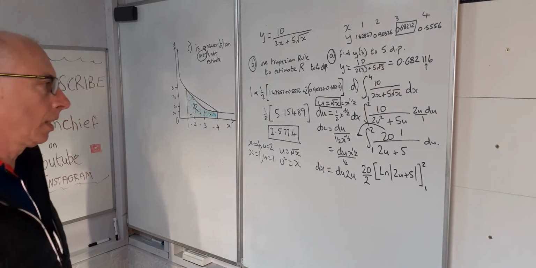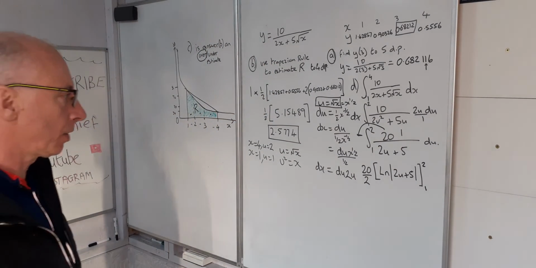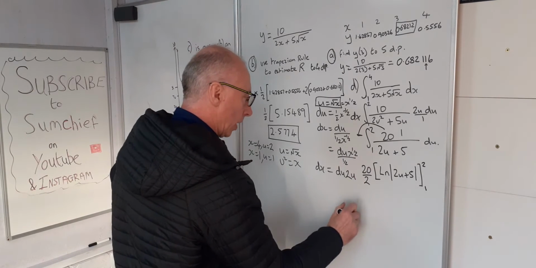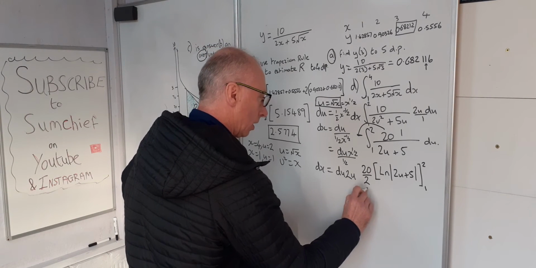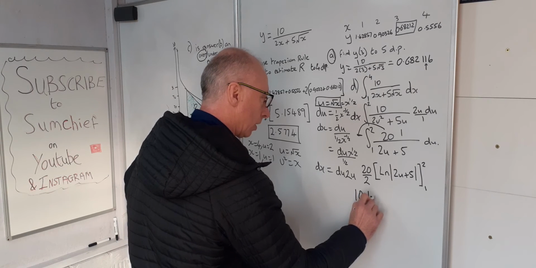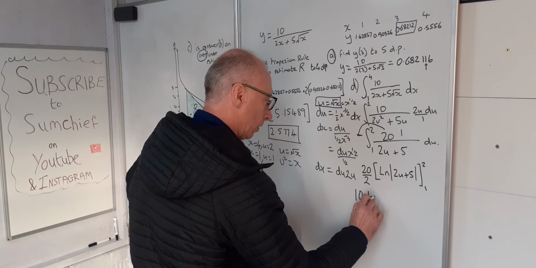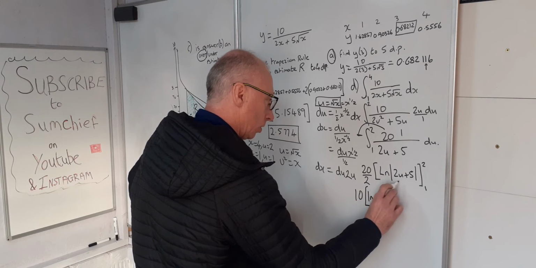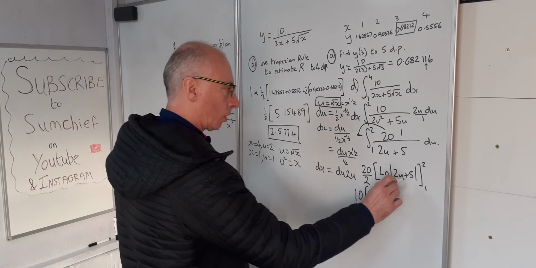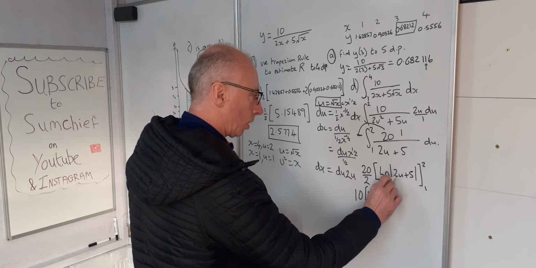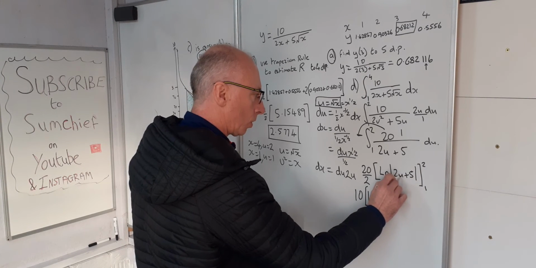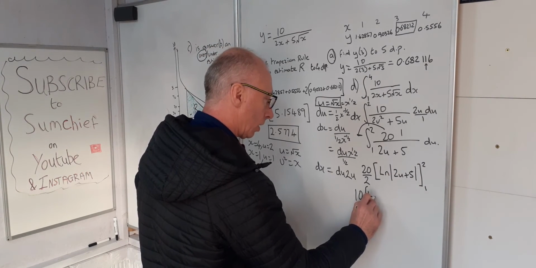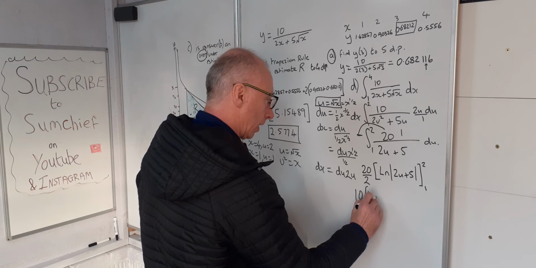Okay, so now let's work this out. So 20 divided by 2 is 10, multiplied by natural log 2u plus 5. So let's put the bracket in, 2u plus 5. So first of all, let's start with 2. So 2u plus 5, that's 2 2s are 4, plus 5. So natural log of 9.